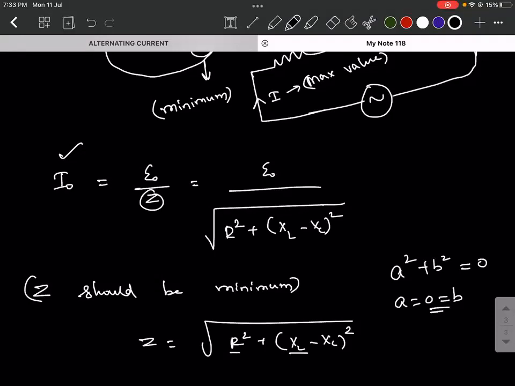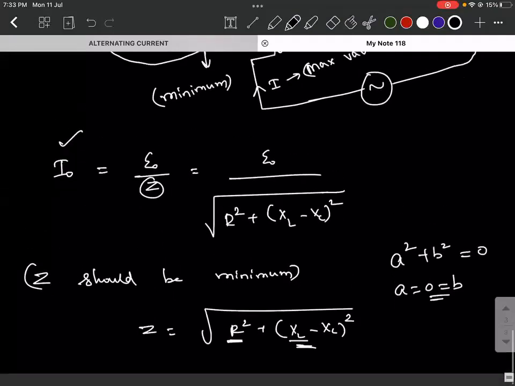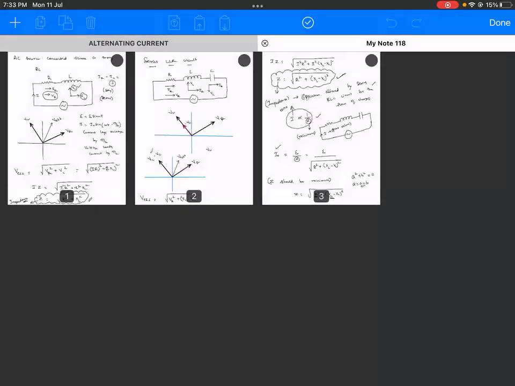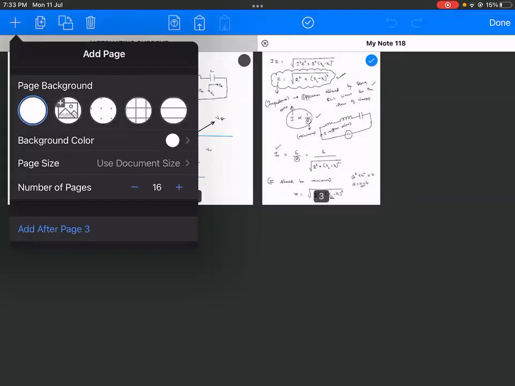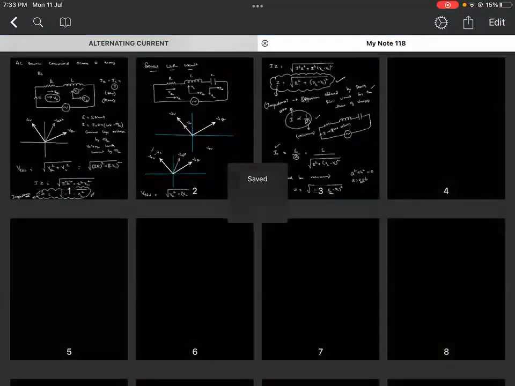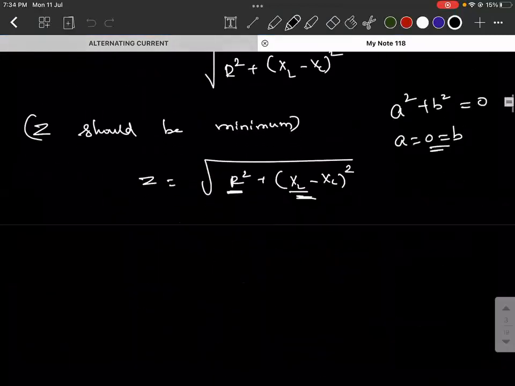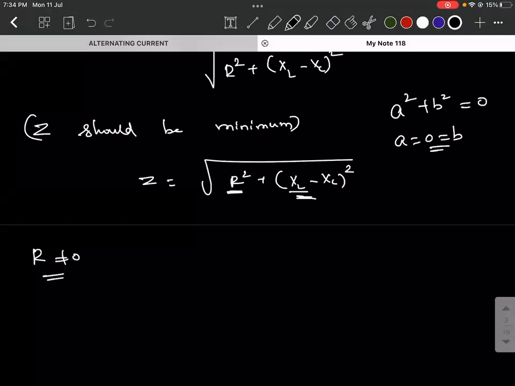So what will I discuss about maximum current? I need to either make R least or XL minus XC least. I can only make it least, I cannot make it 0. Means I need to make R as 0 or XL minus XC as 0, either of them as 0, not both of them together simultaneously. I cannot make R equal to 0 because if I make R equal to 0, I can never define impedance.